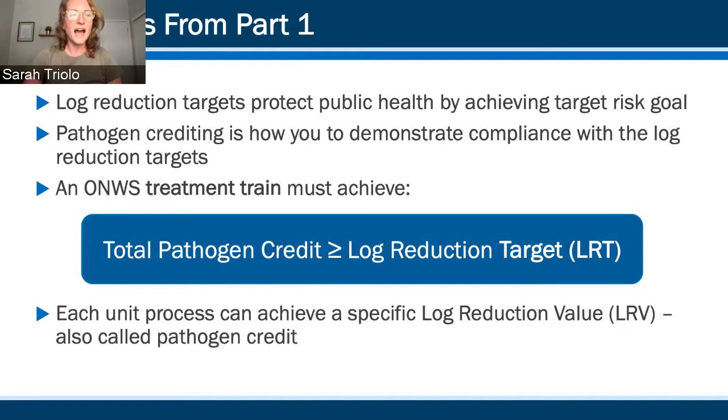And then pathogen crediting is actually the way that you demonstrate that you're complying with those log reduction targets. So for an on-site reuse treatment train, you have to achieve total pathogen credit for your treatment train that's greater than the log reduction target. So that's really the key to complying with those LRTs. And in order to do that, each unit process can achieve a specific log reduction value, and that's what we call the pathogen credit. So those were our big conceptual takeaways from last time.